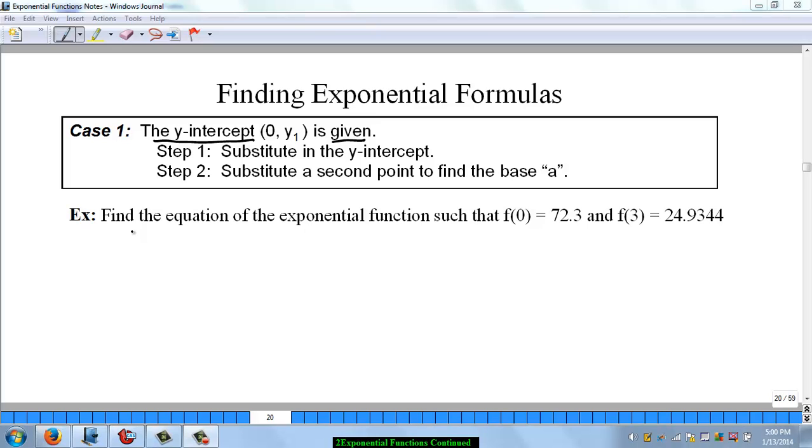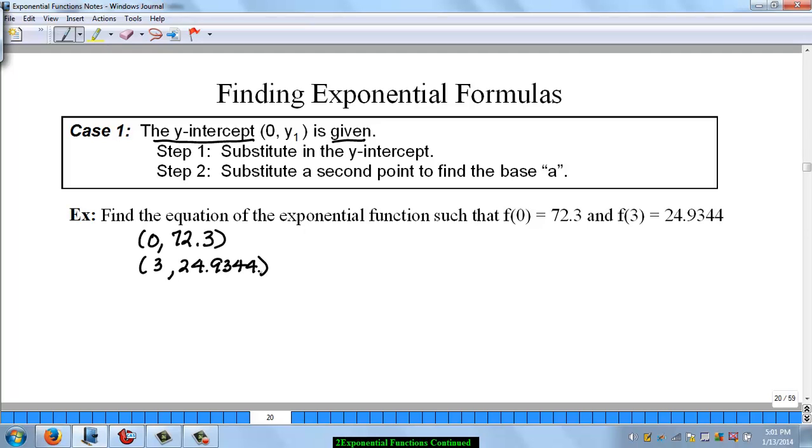So first of all, if they give us 2 points, I want you to stack and rack. So I have the point 0, 72.3, and the other point I have is 3, 24.9344. Get over everything looking nice. Okay, so I have 2 points. And the beauty of this, I now have the y-intercept. This is nice. So I know the beginning, or my initial value.